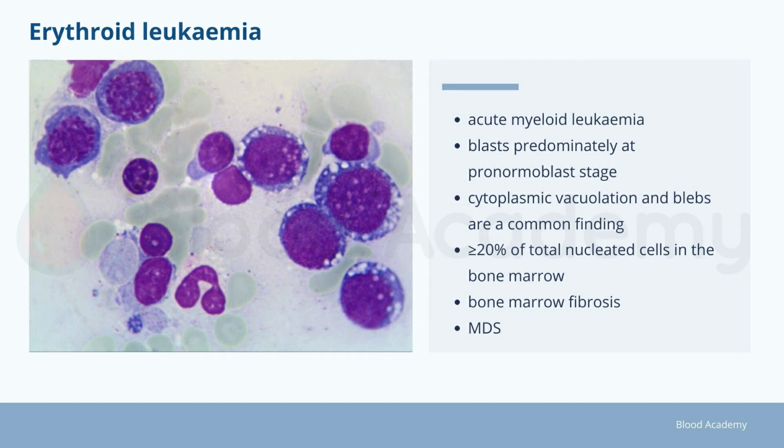In pure erythroid leukemia, the blasts are predominantly at the pronormoblast stage. Cytoplasmic vacuolation and blebs are a common finding, and blasts account for 20% or more of the total nucleated cells in the bone marrow. If there are less than 20% erythroid blasts, you should consider the presence of cytogenetic abnormalities and dysplasia. These states will be classified as either myelodysplastic syndrome or other non-erythroid acute myeloid leukemia.